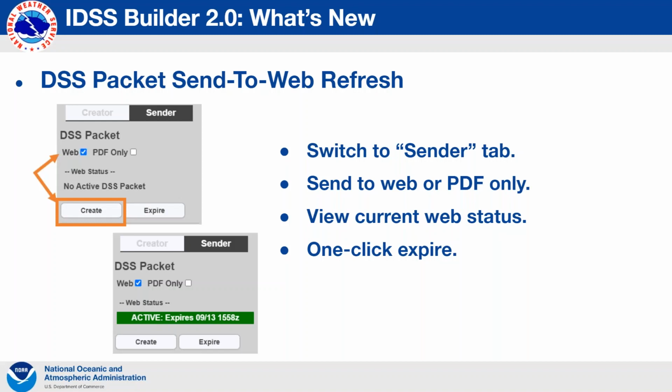if you want to expire a packet early. So here at WFO Des Moines, we also use this functionality to send up a DSS packet that just has some standard no active briefing wording. And so we have folks that actively go directly to our PDF URL for briefings.